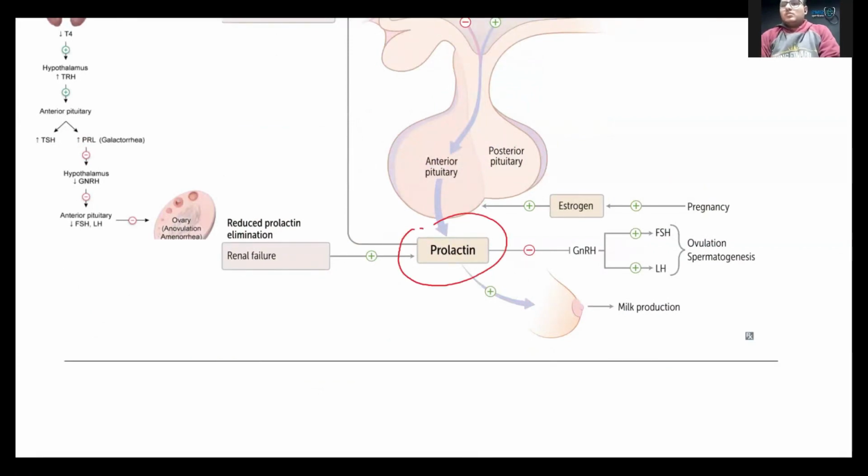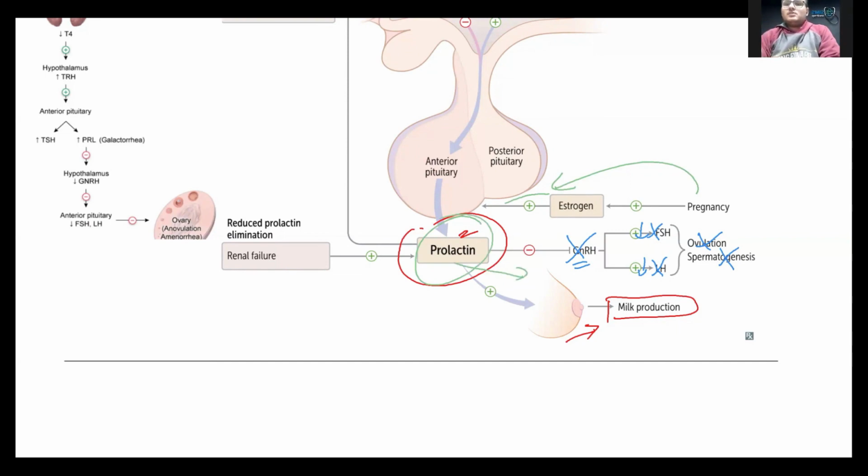Increased prolactin causes milk production in the mother. But as adverse effects, we have discussed that it inhibits gonadotropin releasing hormone, which decreases the release of FSH and LH, and there will be no ovulation and no spermatogenesis. In the pregnancy state, we have discussed that pregnancy increases estrogen, and this causes more prolactin.